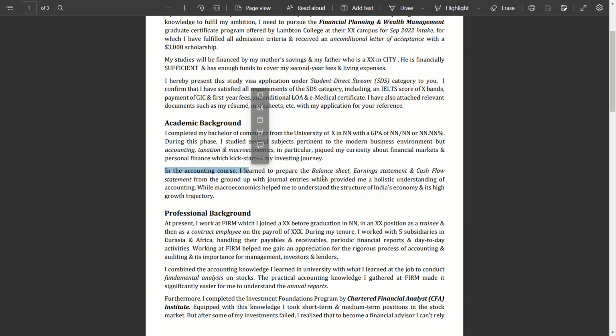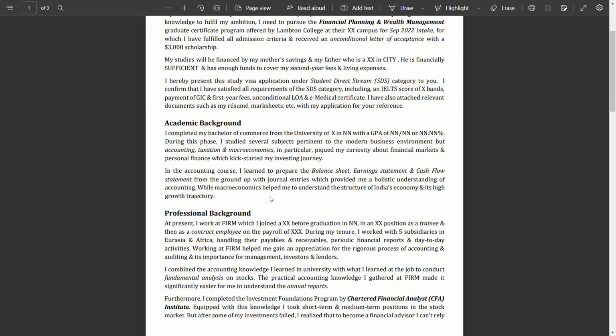In the accounting course, I learned to prepare balance sheet, earning statements, cash flow statements from the ground up with journal entries, which provided me holistic understanding of the accounting process. While macroeconomics helped me to understand structure of India's economy and high growth trajectory. This phrase is important. High growth trajectory. I am again implying that I like India rather than Canada, and I will return to my homeland. This is again a kind of implied statement that I am returning back, which will again make visa officer very happy. So here you can see that function of this paragraph is to connect my past with my future goals.